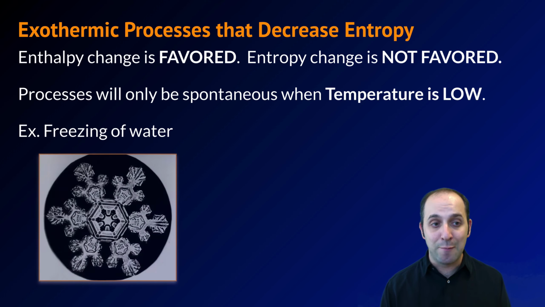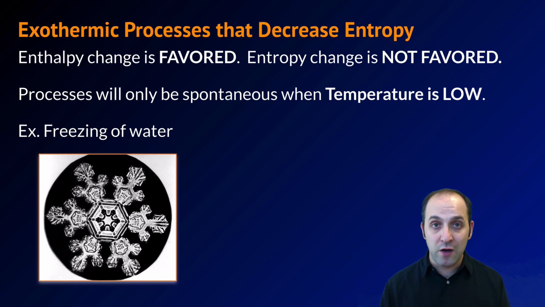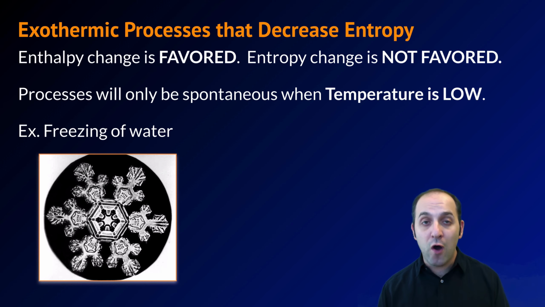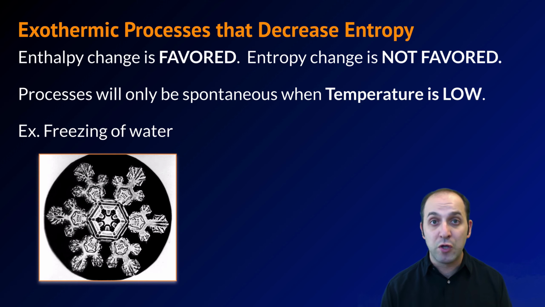Here's a classic example of that, freezing of water. So here's a magnified version of a snowflake. When water freezes, its entropy decreases, but when it freezes, we're removing energy from it. So it is an exothermic process that decreases entropy. As you're probably aware, water only freezes when the temperature is below 273 degrees Kelvin. Above that temperature, the process will not occur spontaneously.